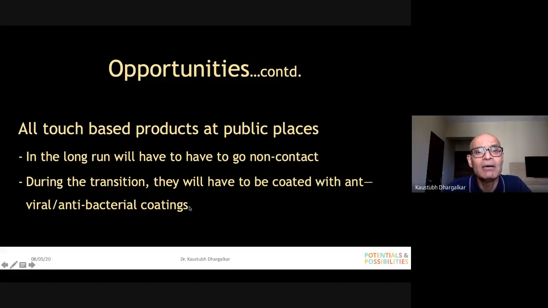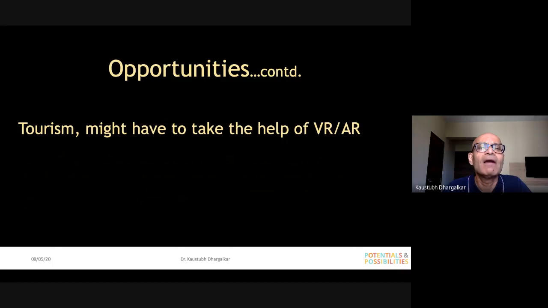traction. One, maybe the government or regulatory authorities will make it mandatory for any new touch-based surface coming into the market to be coated with such things. In the meanwhile, there will also be a demand for existing stuff to be coated as well. So it's OEMs as well as the existing market that can be exploited for these kinds of products.